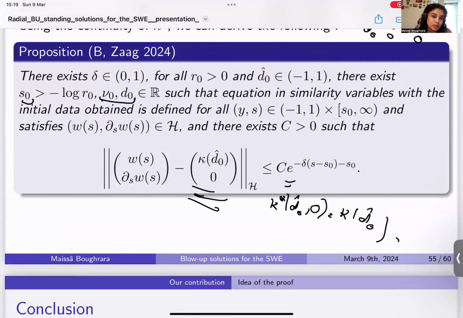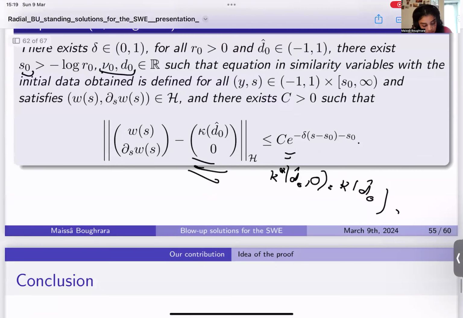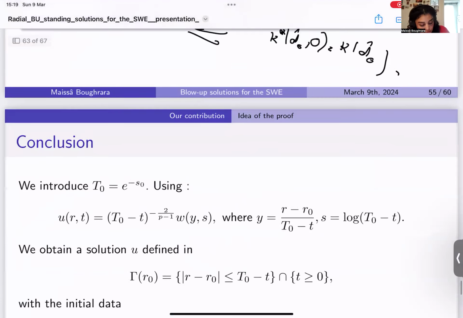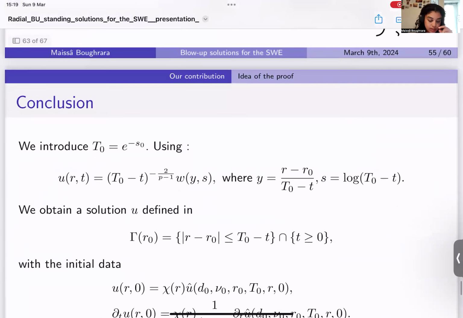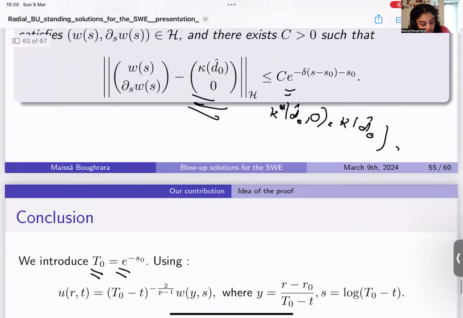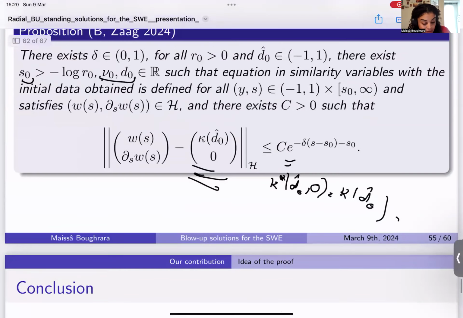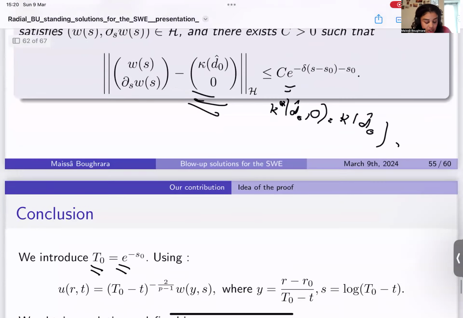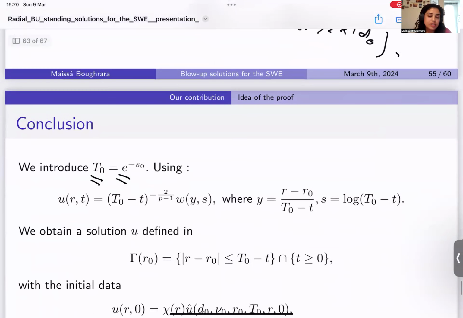So how do we go back to our initial variables? Simply, we introduce t0 equal to exponential of minus s0, which is our initial time in similarity variables. I'm just gonna take 5 minutes and stop here. So we do the reverse similarity variables to go back to u, okay?